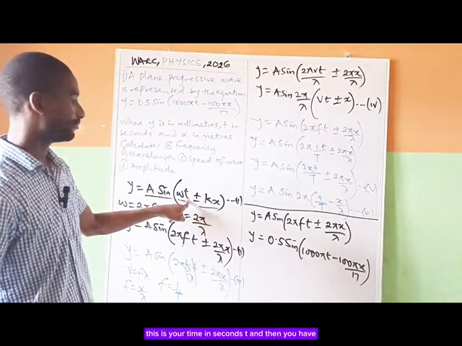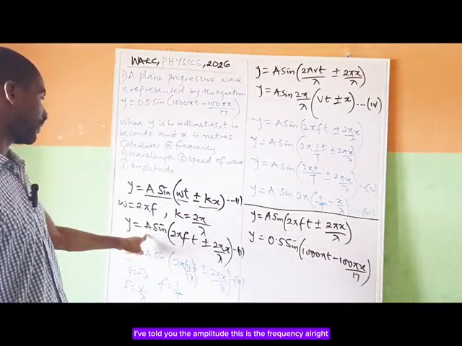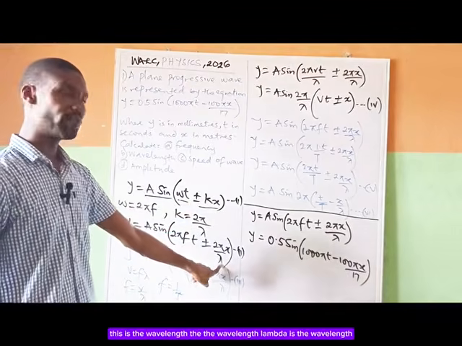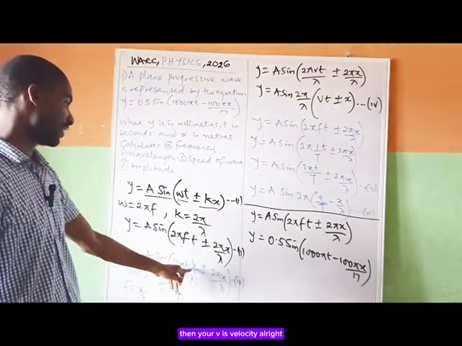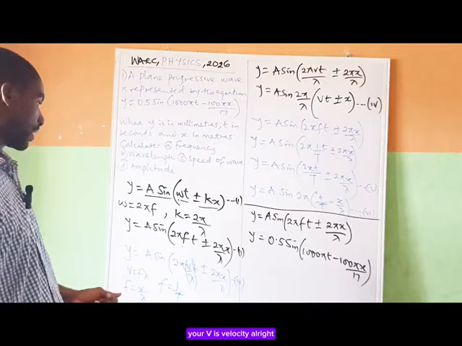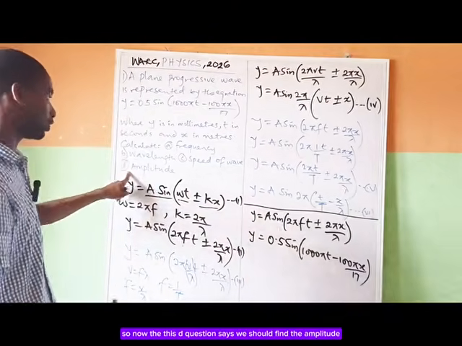This is your time in seconds, t. I've told you the amplitude, and this is the frequency. This is the wavelength, lambda is the wavelength. Then V is velocity. Now this question D says we should find the amplitude.